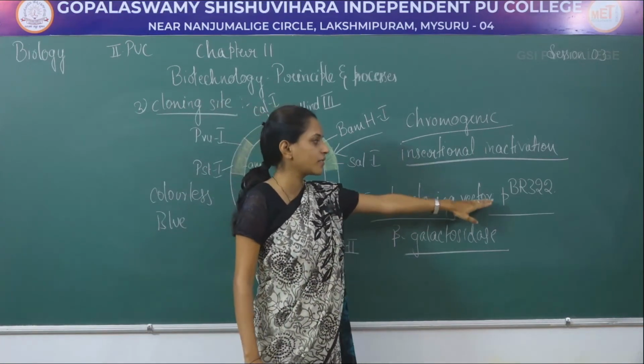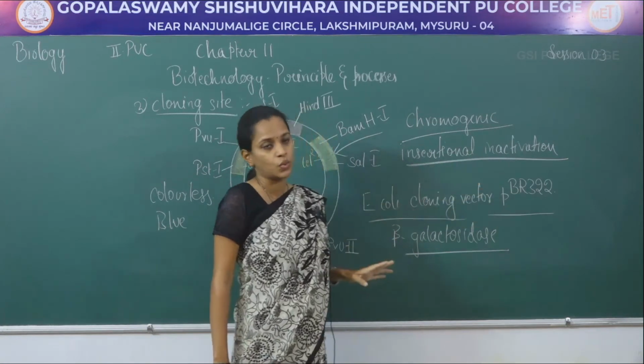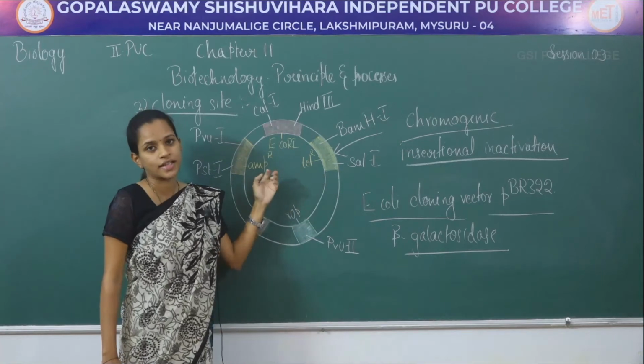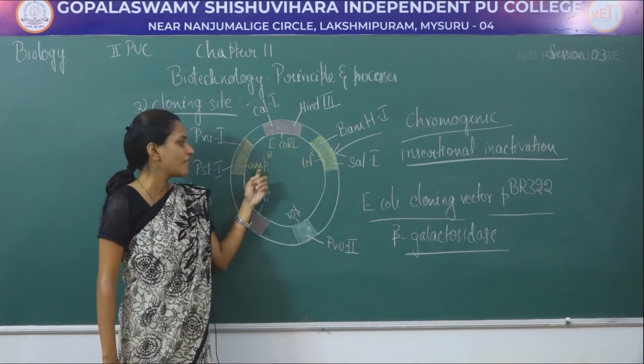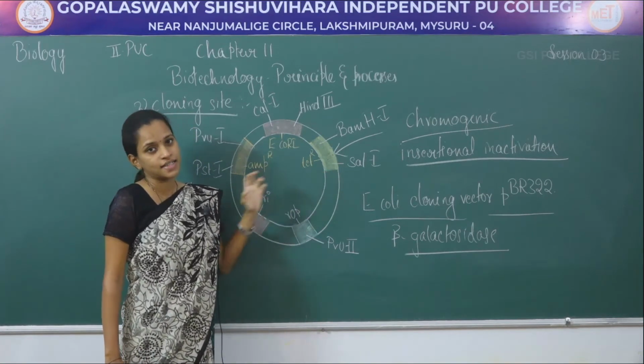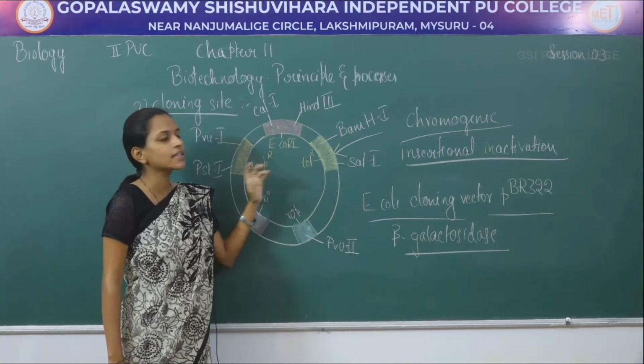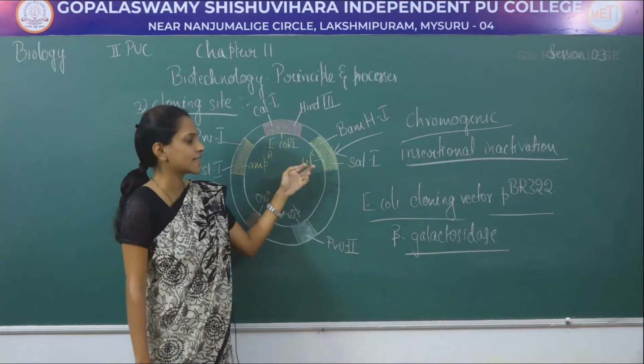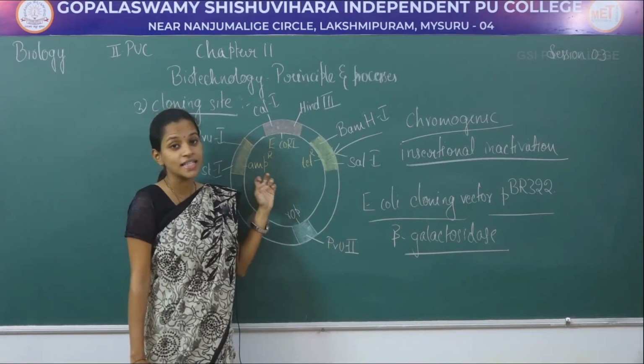In E. coli, the cloning vector will be pBR322. In this pBR322, there are two different antibiotic resistance sites, that will be ampicillin and tetracycline. So tetracycline and ampicillin confer resistance to particular antibiotics, that is tetracycline as well as ampicillin.